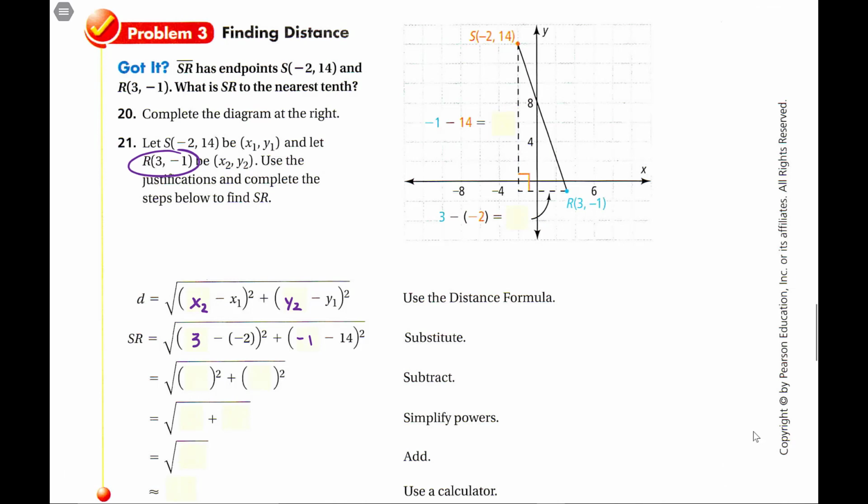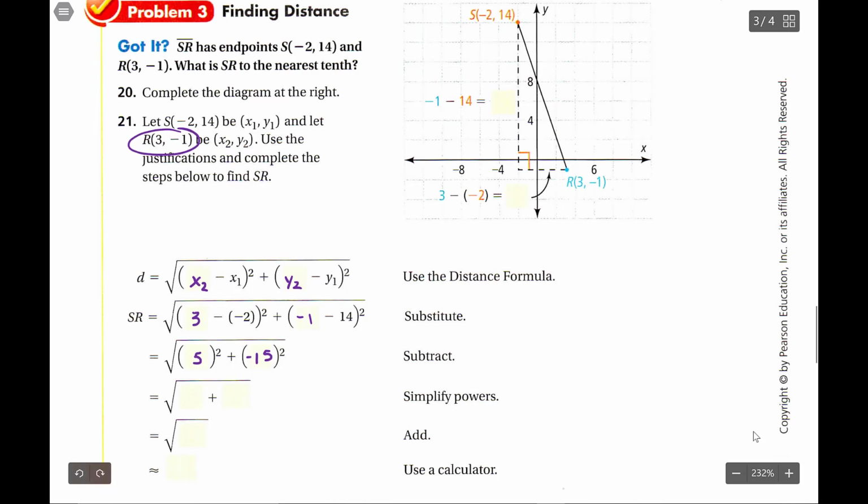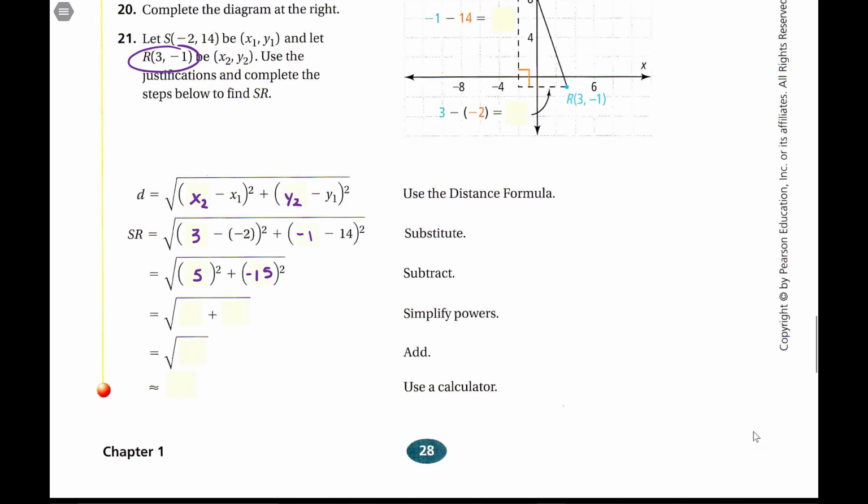When we simplify this, we get 5 squared plus 15 squared. And that's actually -15 squared. 5 squared is 25. -15 squared. Anytime you square a negative, it will be positive. Let's see, -15 squared is 225. And then when we add that together, we get the square root of 250.